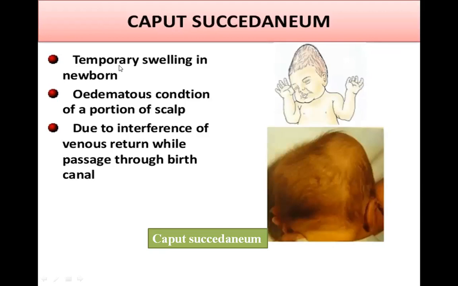Caput succedaneum, a temporary swelling in the newborn. It is an edematous condition of a portion of the scalp due to interference with venous return during passage through the birth canal. This is the caput succedaneum.